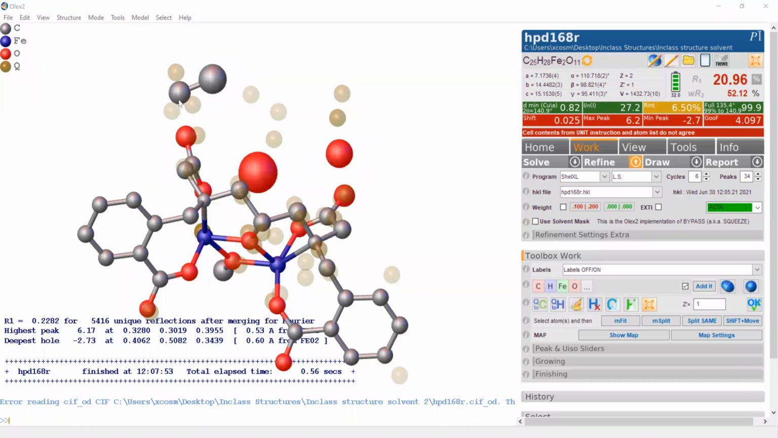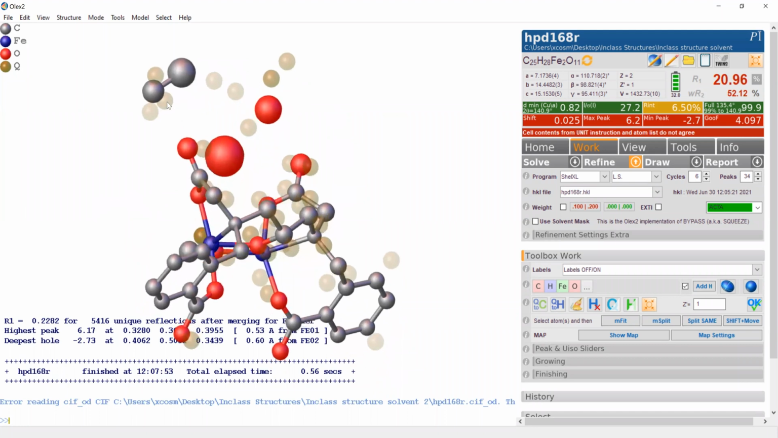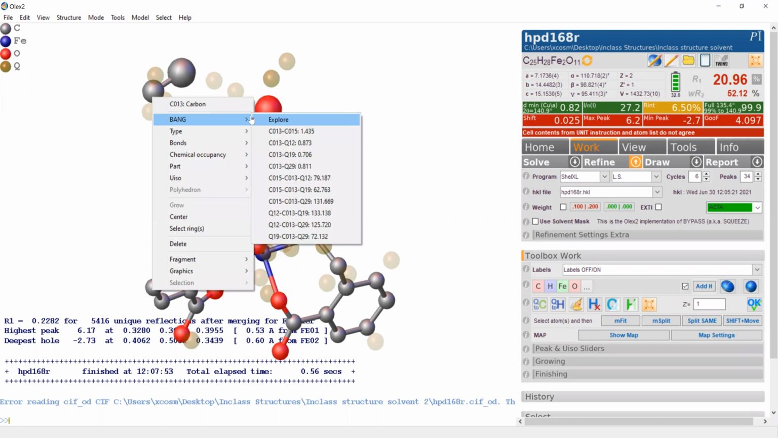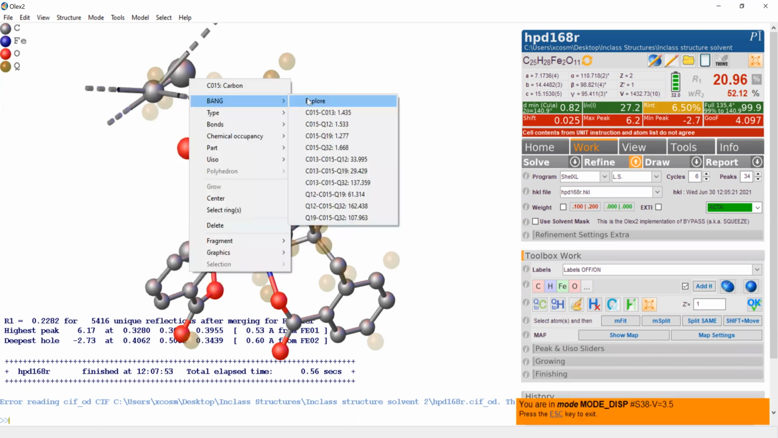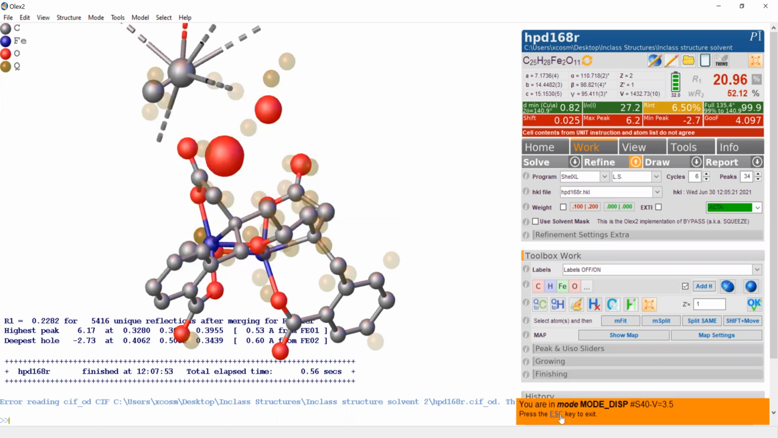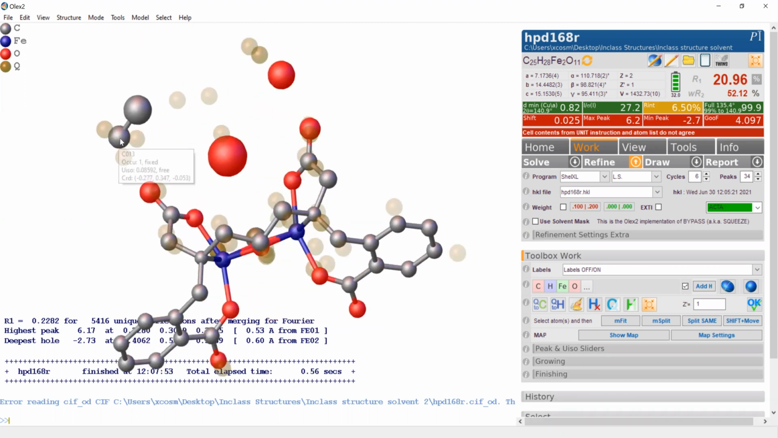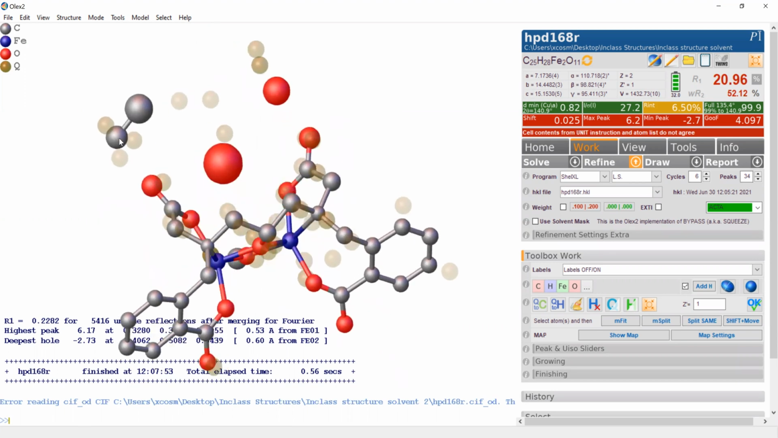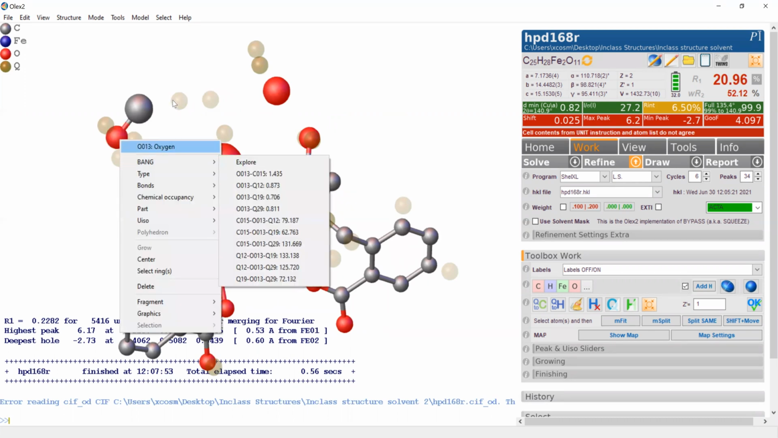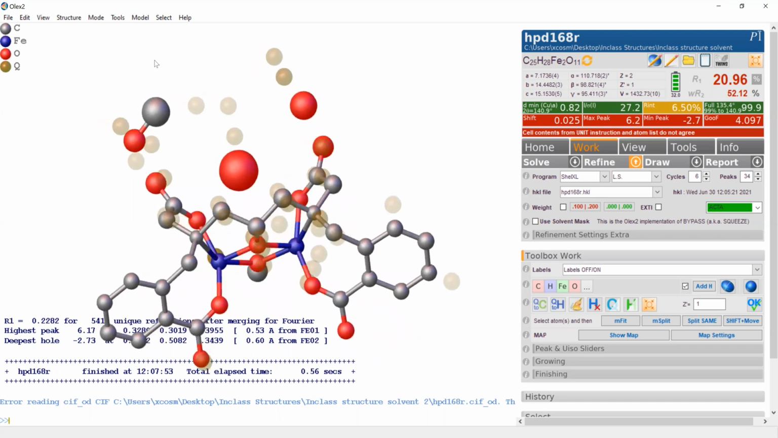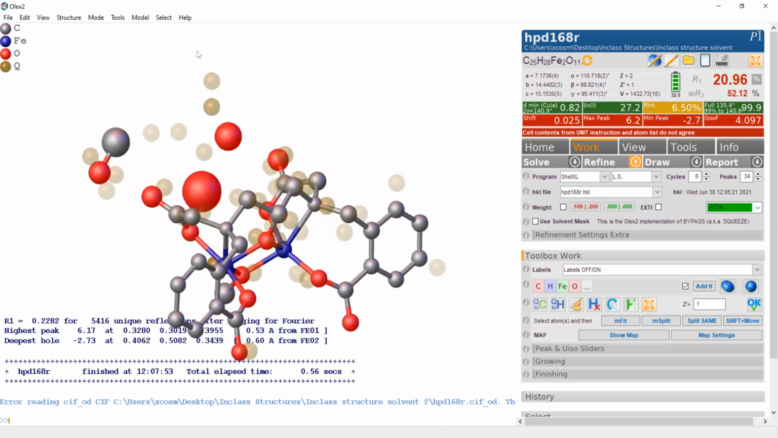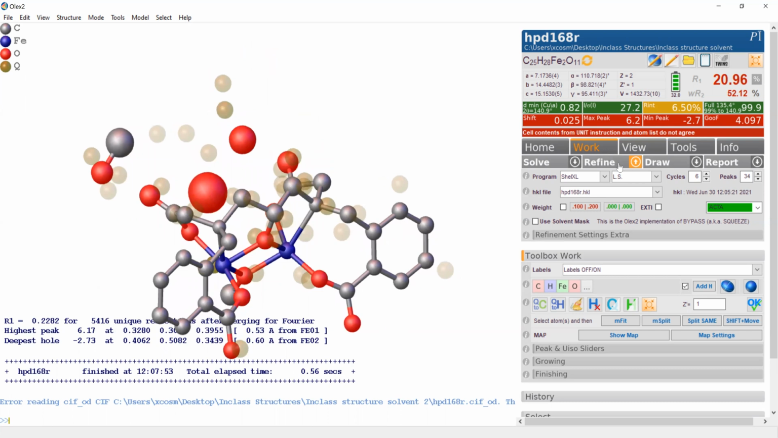Now if we look at this molecule here, it should be a methanol. To figure out which one is the oxygen, let's first change this to an O. As we look at the bond distance, it's about 1.45. This is a methanol molecule. And now let's click refine.